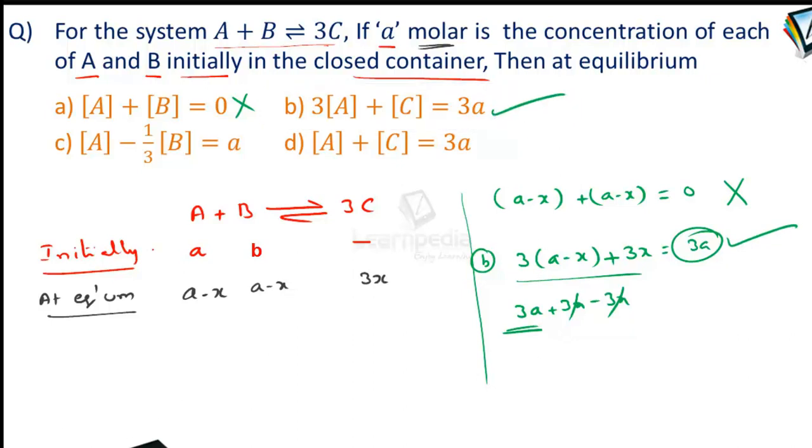But we need to verify once before going for the final option whether C and D are right or wrong. Option C: capital A is nothing but a minus X minus 1 by 3 of B. B is what? A minus X. What about this? A minus X minus 1 by 3 of a minus X is not equal to a. Therefore, option C is wrong.